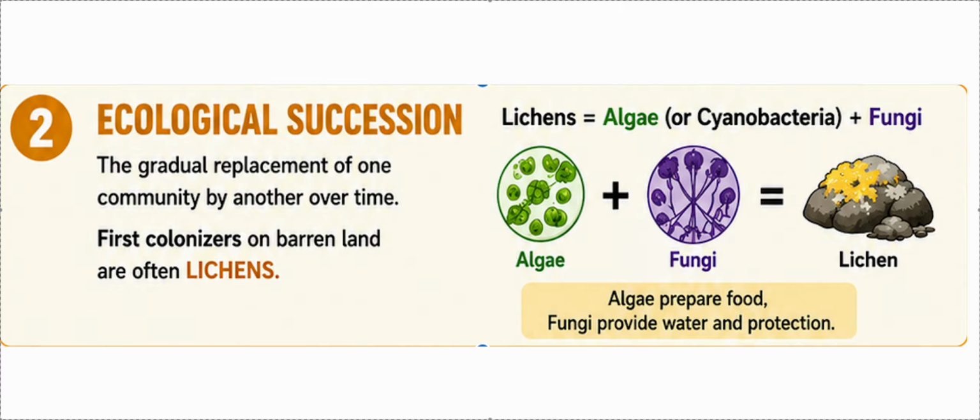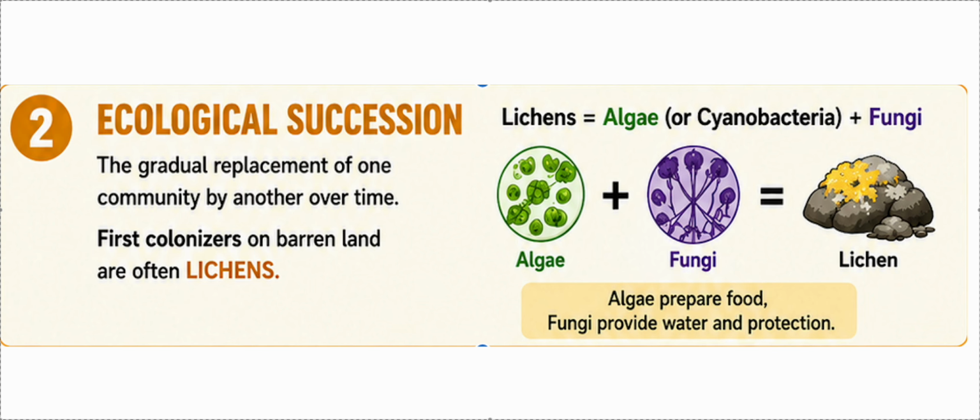There was a previous year question from UPSC, and it has repeatedly asked about pioneer species, primary succession and lichens. SSC has also asked this question, like lichens are an association of algae and fungi. So it's a very important question.